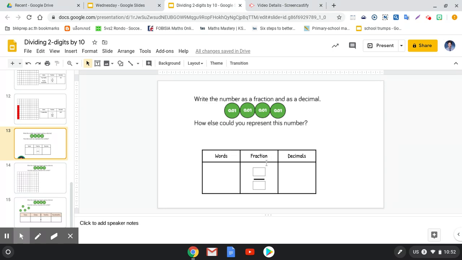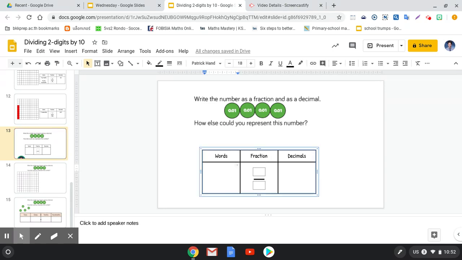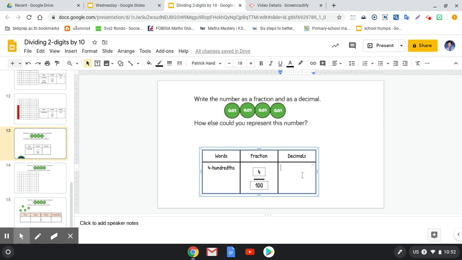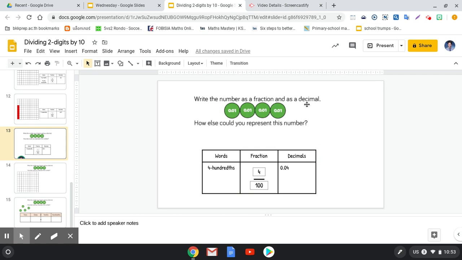Okay, I'm going to start with the word. So I can see there are 4 hundredths. Right, let me write that as a fraction. So it would be 4 over 100. So I want you to imagine that each of these place value counters is like 1 square on the 100 chart. So 4 of them make 4 squares, so 4 hundredths, 4 out of 100. And as a decimal, well, each one is 0.01. Altogether, if I added them, it would make 0.04. Right, it then says, how else could you represent this number, this 4 hundredths?